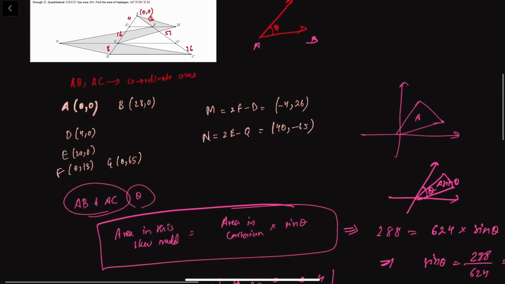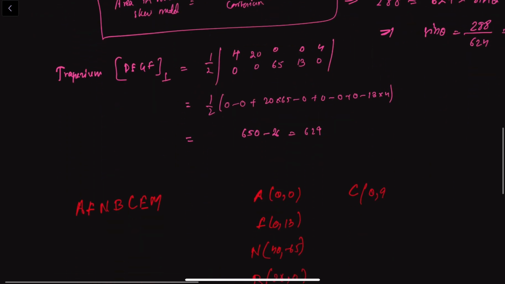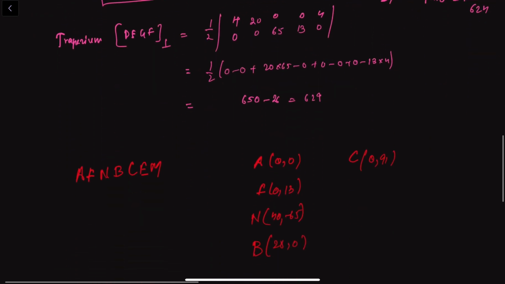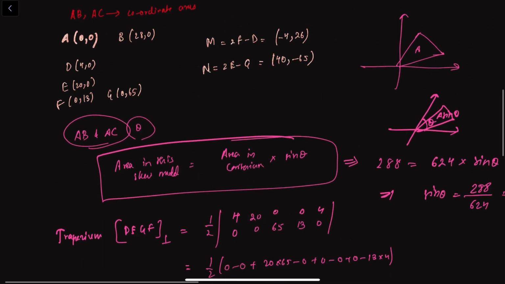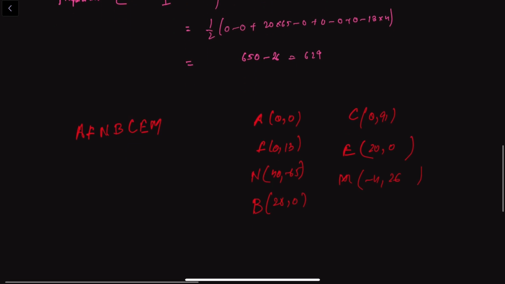Let me check for C once. Yeah, C would be 13 plus 52 plus 26, which is 0, 91. And C, E and M we need to find. So E is 20, 0 and M is minus 4, 26.